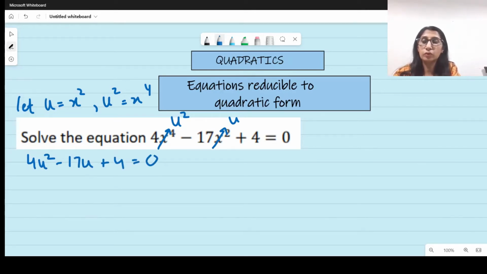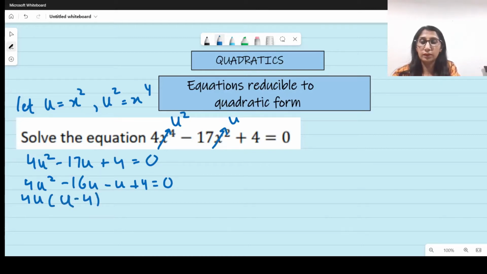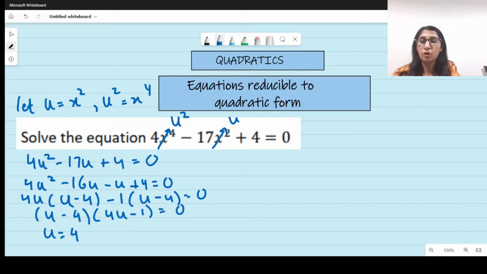Now we have to solve this quadratic equation. So I'm going to do middle term breaking. It's going to be minus 16u minus u plus 4 equals 0. So we can take 4 and u common, so u minus 4. And then we can take minus 1 common, so u minus 4 equals 0. So we have u minus 4 in one bracket and 4u minus 1 in the other equals 0. So u equals 4 or u equals 1 by 4.